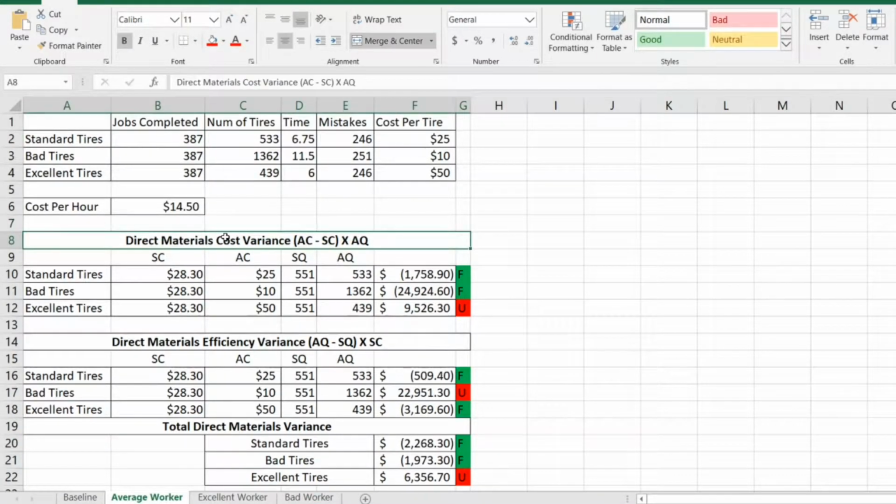Alright, moving on to the direct materials cost variance, which is the difference between the amount actually paid for direct materials and what it should have been paid. So we found the standard cost based on the average of all the costs of our tires in this setting. The standard quantity is based on the amount of tires it takes to complete the job for the day, and the actual quantity is the number of tires it actually took to complete the 387 jobs for the day. For this equation, it's the actual cost of the tires subtracted from the standard cost times the actual quantity of tires.